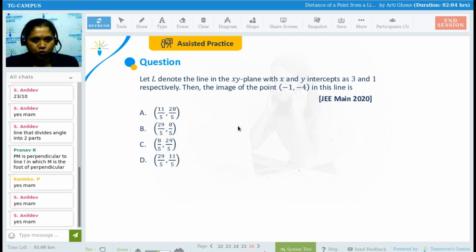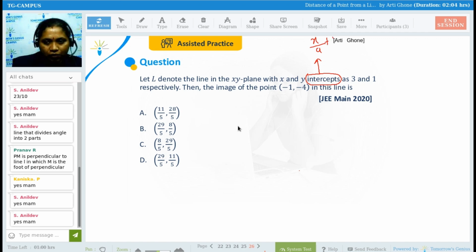Now, we'll start with the easy level. Let L denote the line in the XY plane, JEE Mains 2020 question, with the X and Y intercept 3 and 1. Who will tell me the notation if I consider the word intercept? The word intercept makes me think of the equation in the form x by a plus y by b is equal to 1.